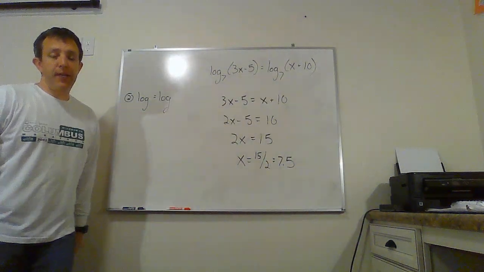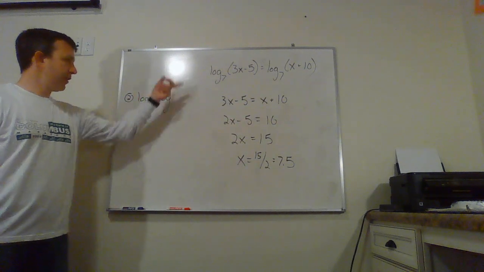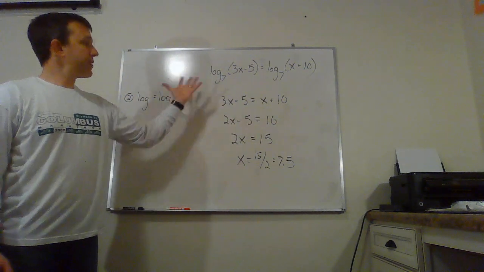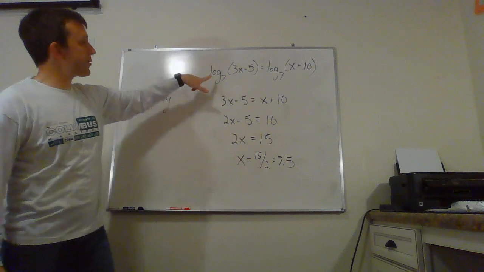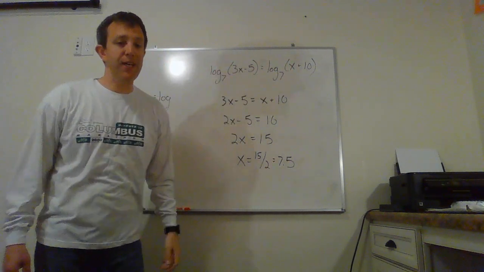All right, the second main kind of logarithmic problem is when you have two logs that are equal to each other. So I just wrote this as log equal to log. This one's really nice and straightforward. So I have here log 7 of 3x minus 5 equal to log 7 of x plus 10.